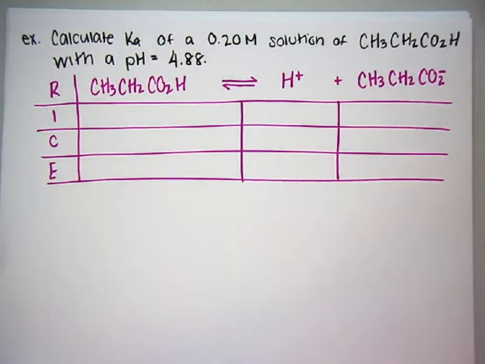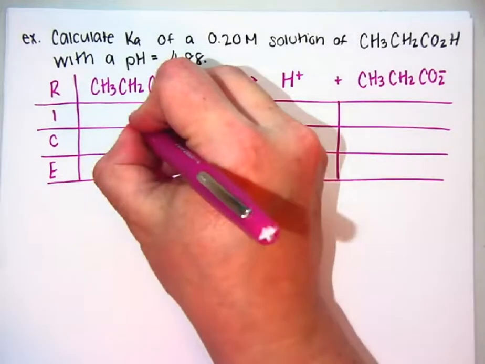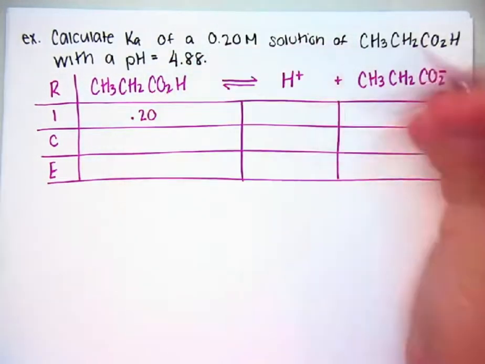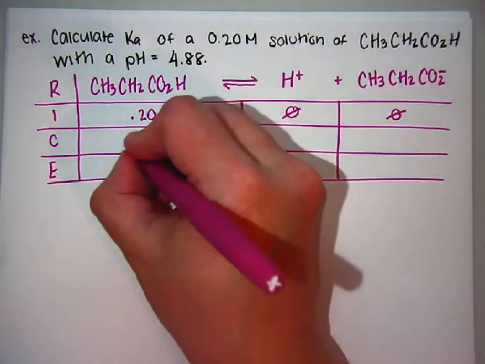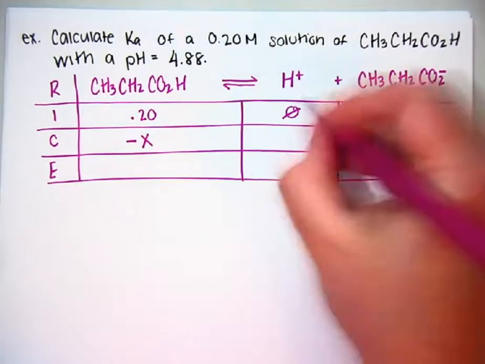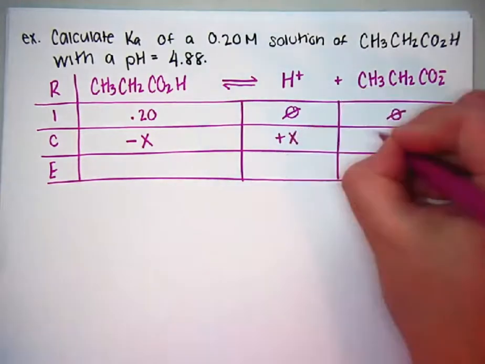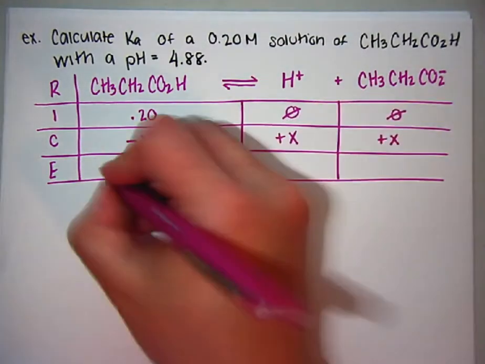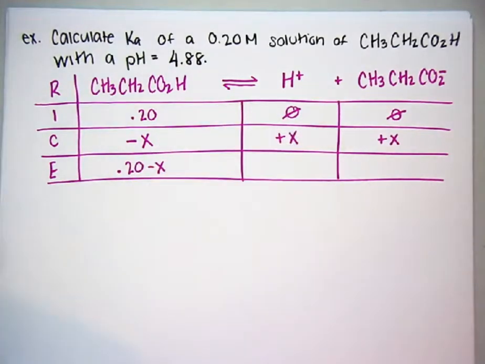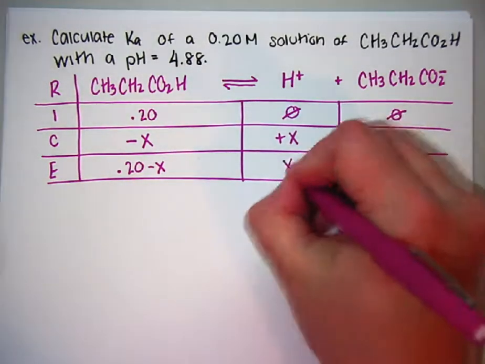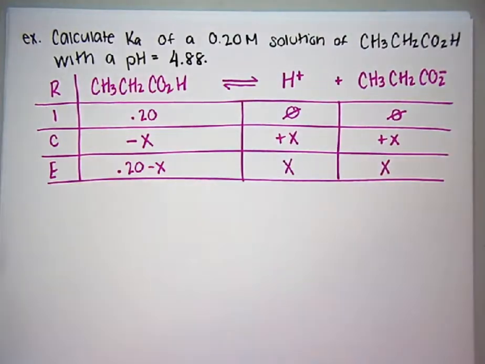Let's fill out what we know. The initial concentration of the acid is 0.2. Initial concentration of products are always 0. Reactants decrease in concentration. Products increase in concentration. I'm going to write that X for now, but it's probably going to be negligible, so we could just ignore it.